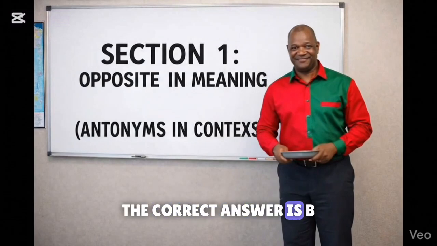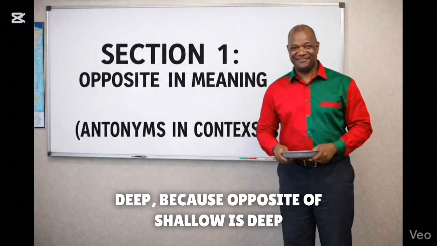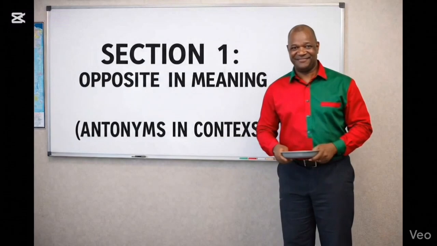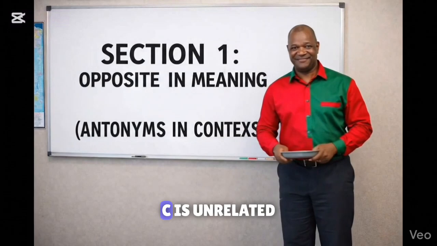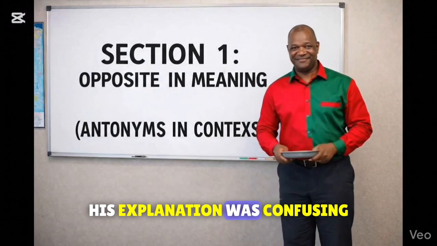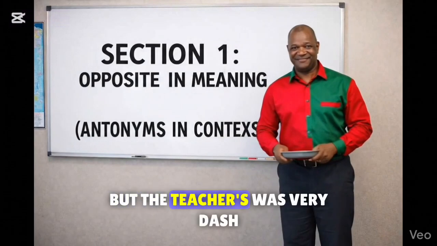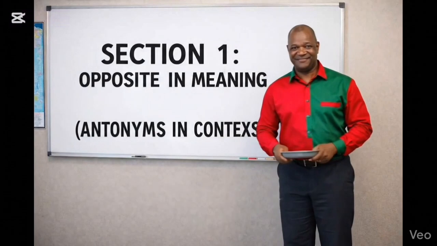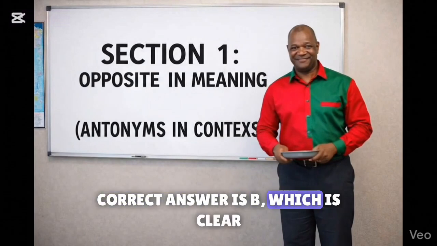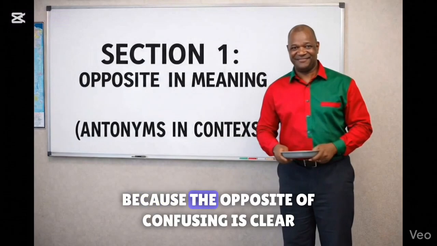The correct answer is B, deep, because the opposite of shallow is deep. A and D refer to width, not depth. C is unrelated. Question 3. His explanation was confusing, but the teacher's was very dash. A, difficult, B, clear, C, long, D, boring. Correct answer is B, which is clear, because the opposite of confusing is clear.